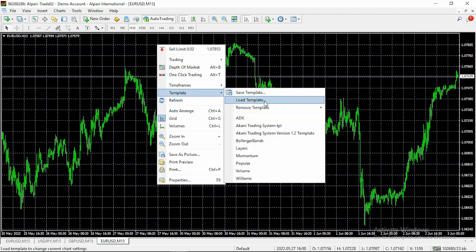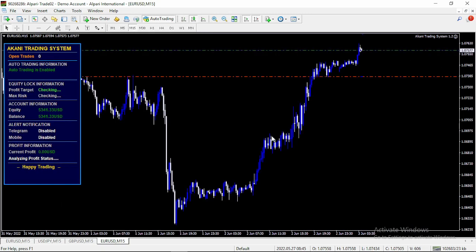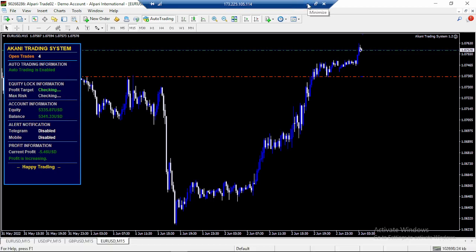You can see it says Akani Trading System. So once you load the templates, everything is done, and that's how it works. You can see it just took a trade here right now. All right, so let's go back to our file here. Let me show you guys.